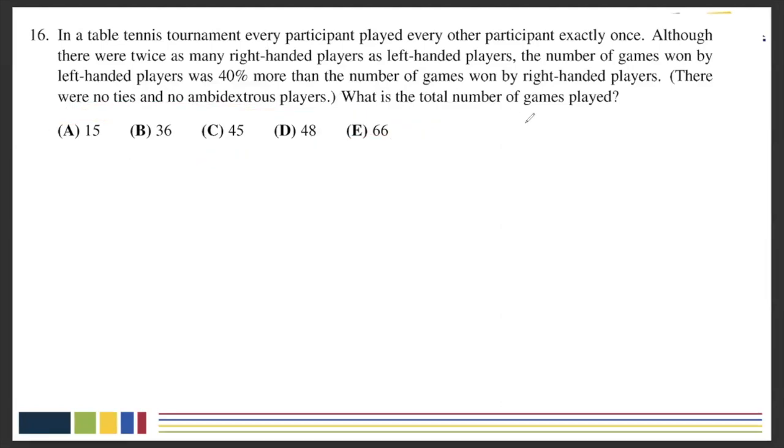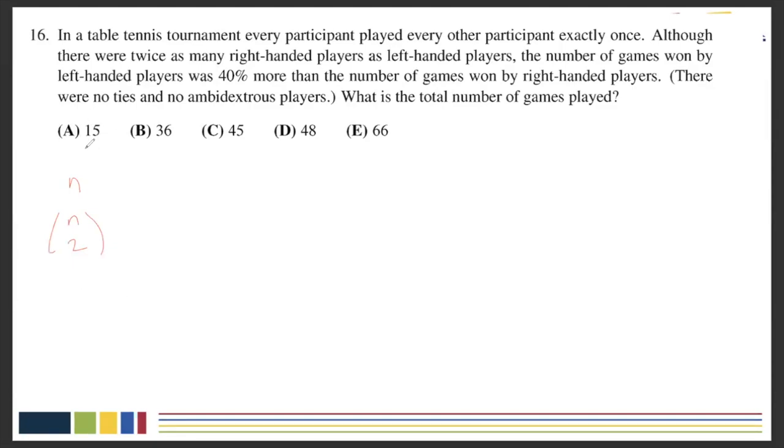So first, we aren't actually given a variable for the number of participants in the table tennis tournament. So let's make up one ourselves. Let's say there are N players in the tournament. Well, then the total number of games played, since everybody is playing everyone else exactly once and there were no ties, is N choose 2.